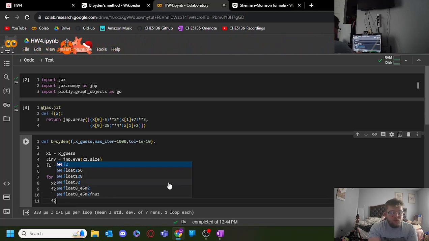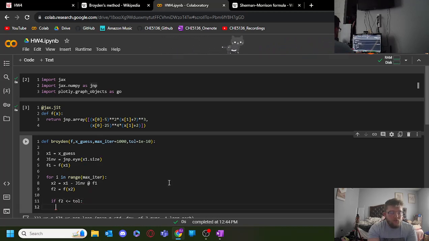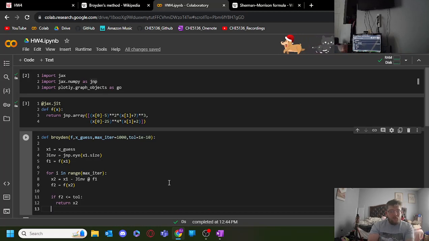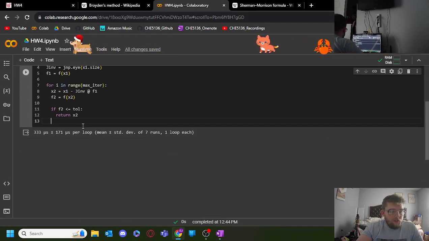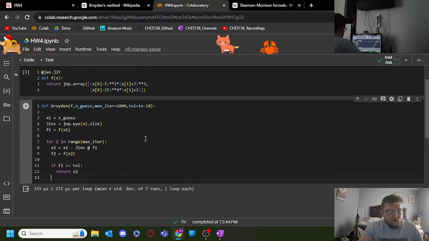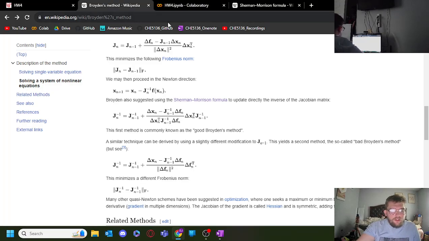So what we want to do is if f2 is less than or equal to our tolerance, we want to return x2. So that'll break out the loop, it'll return that value, it won't run anymore. So we got that. And then if that is not the case, what we want to do is we want to update our J inverse using our formula.